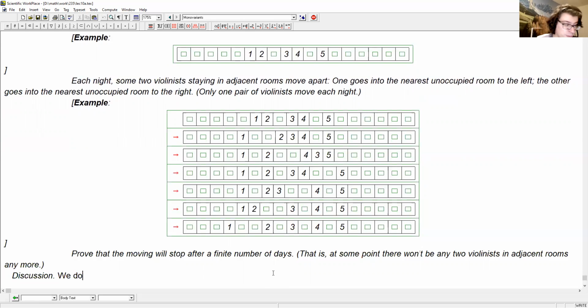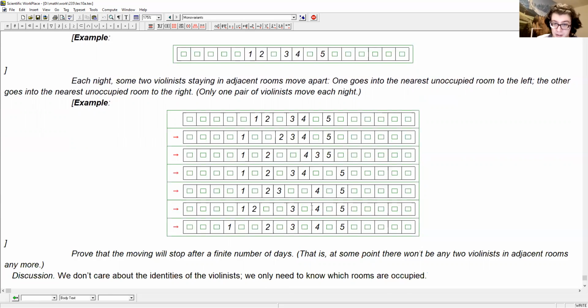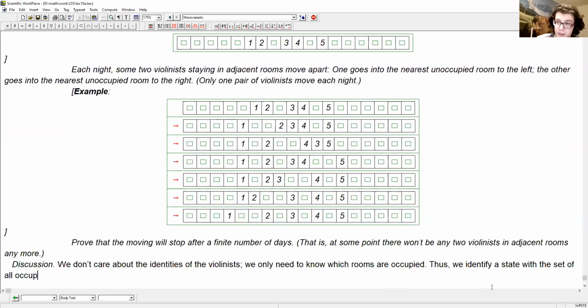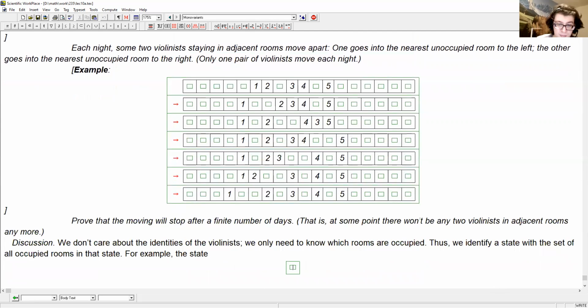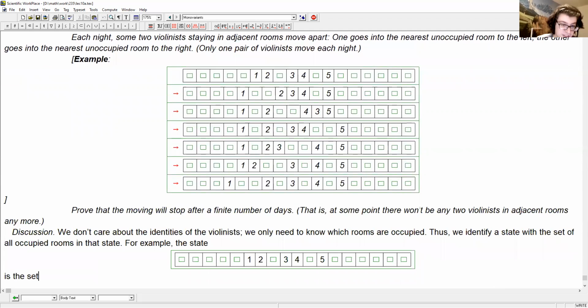So, first of all, we don't care about the identities of the violinists. We only need to know which rooms are occupied. Thus, we identify a state with the set of all occupied rooms in that state. For example, the state we started with, so this state, is the set.